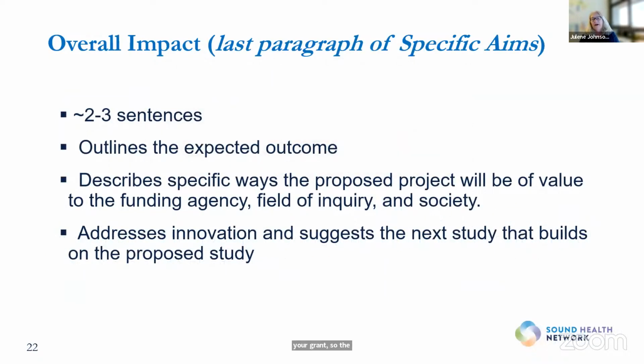So the last paragraph of the specific aims page is typically the impact section. It's typically 2 to 3 sentences, and it outlines the expected outcome and describes specific ways in which your proposed project will be of value to the funding agency, field of inquiry, and society. It might also address innovation and suggest the next study that builds on the proposed study.